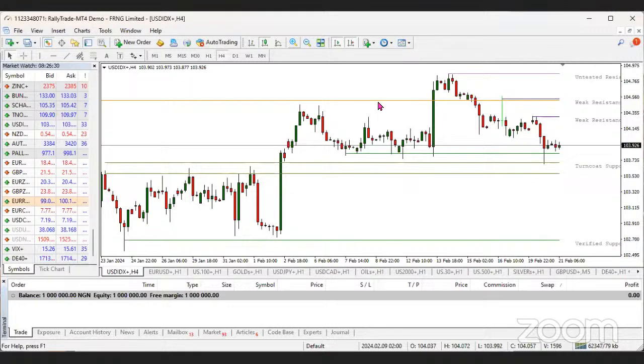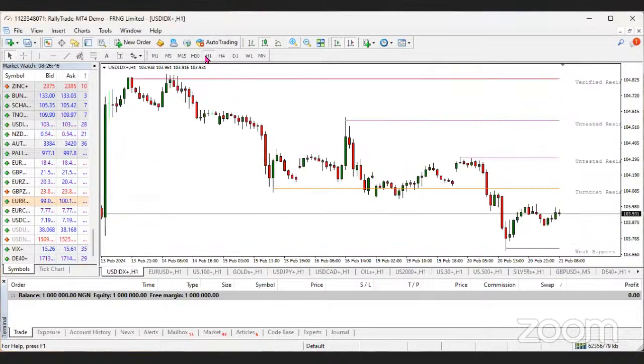Looking at it on a 4-hour time frame, we can see that this particular region is a strong standpoint for this instrument. You can see that it has been respected there, not just once, but more than once. Technically speaking, I would say that this instrument would still range today.